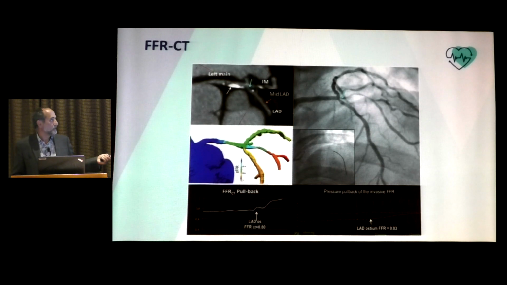Because it is non-invasive, it may also help you in directing whether you need to do catheterization or angiography on this patient, or you can send this patient home. So now you can assess functional significance of coronary lesions non-invasively by doing FFR CT on such patients.